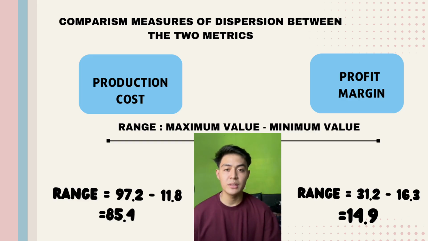Today I will present part 4, which is to calculate and compare measures of dispersion between two metrics. The first one is range. The formula given is range equals maximum value minus minimum value. So the value for production cost is 85.4, and for profit margin we get 14.9.